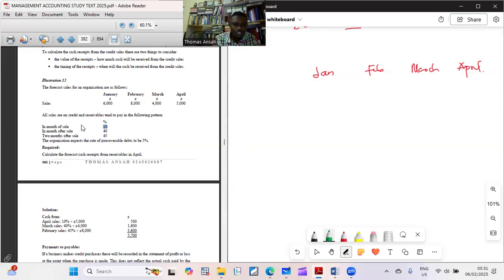But assuming that this percentage summed up to 100, and the question still told you that there is 5% bad debt, then it means you first do the bad debt out and share with the remaining. So that is what you would do. But this one, you can see clearly that you have only 95% already set up for you. So the question is basically telling you that the remaining 5% is foolish case, is bad debt.